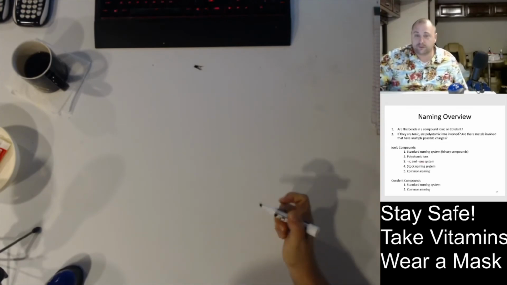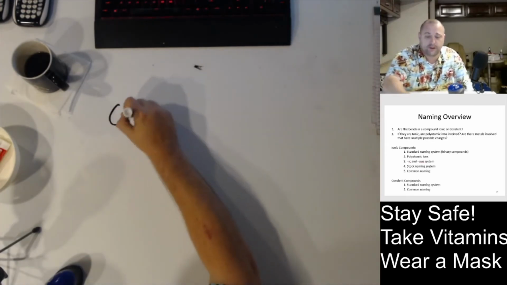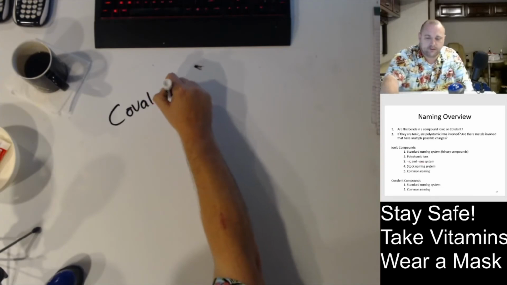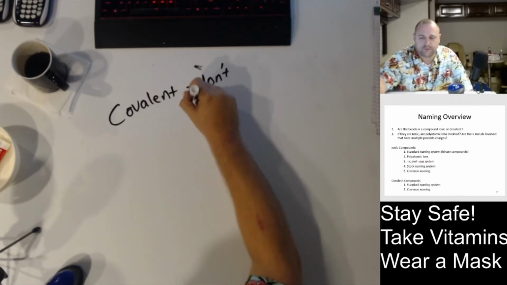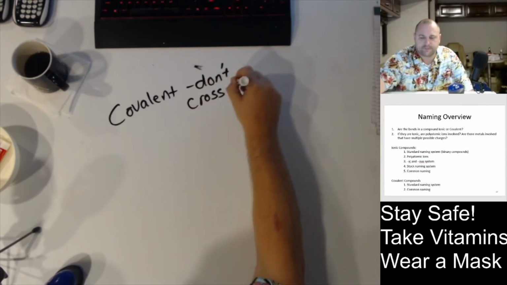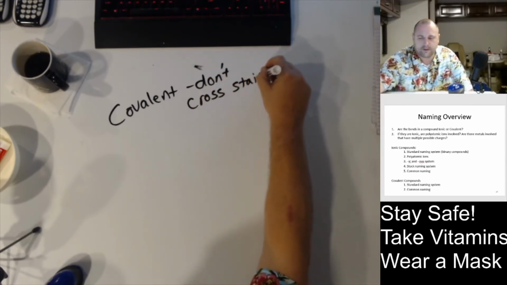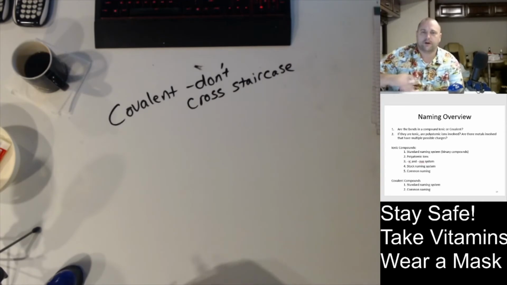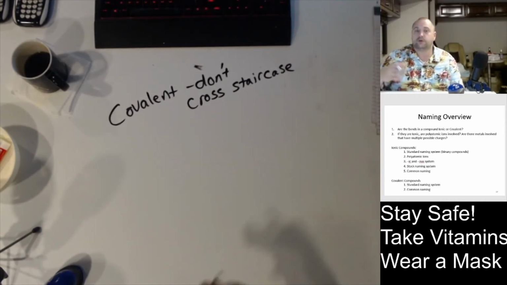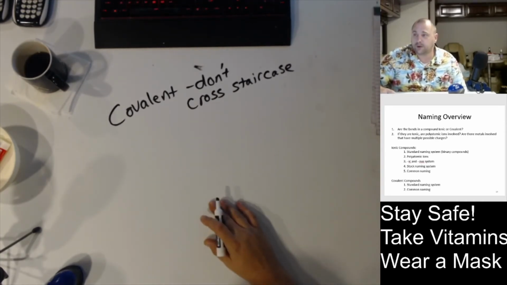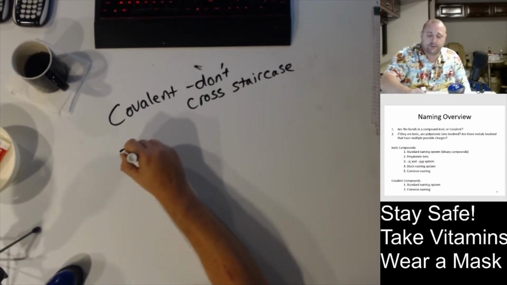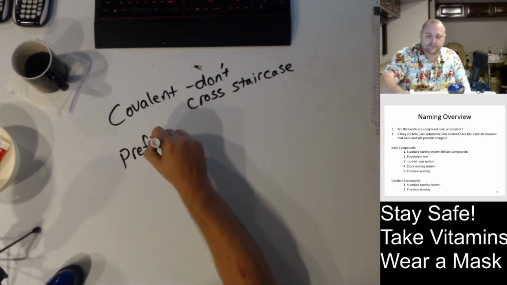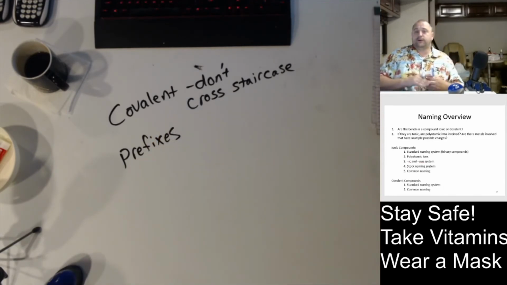So the last system we want to deal with then is covalent. This is when we don't cross the staircase. This is when they are sharing. So we're not going to cross the staircase. So covalent compounds have the prefixes. And that's how you can identify them. They're the only ones that use prefixes.